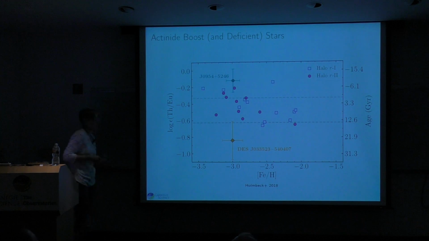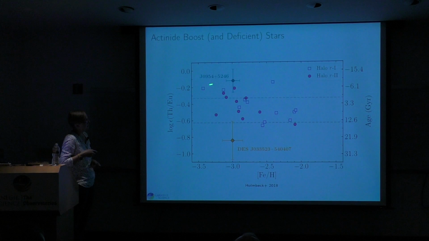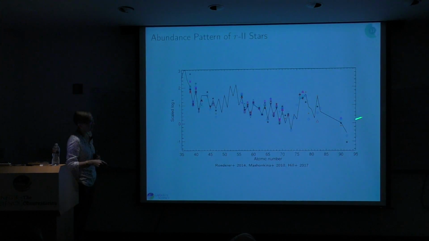One of the reasons why we have a scatter in the actinides is because we have this class of actinide-boosted stars. And we may also have a class of actinide-deficient stars, which you can see in this plot. This is the thorium to europium ratio. Basically, these stars are boosted in the actinides compared to the third or heavy R-process elements. Some of them are up here, so they have way more actinides than what you would expect from the solar R-process abundance pattern.